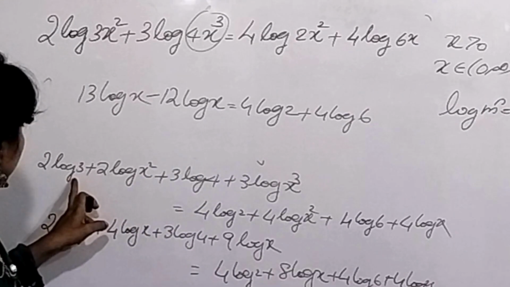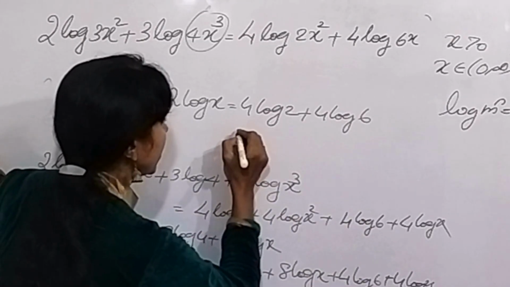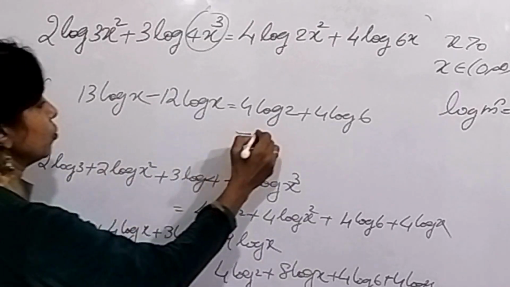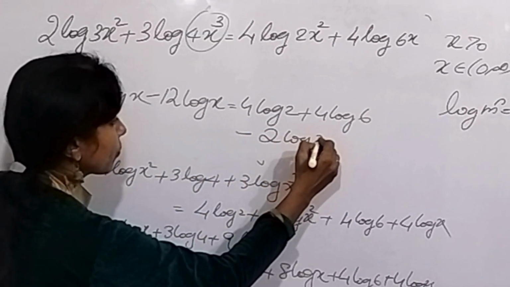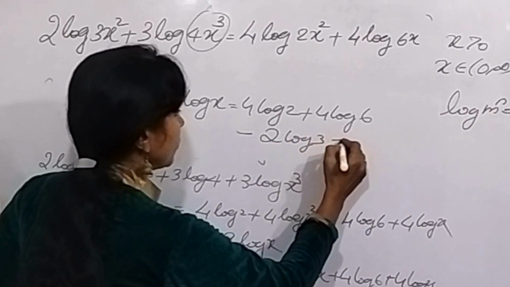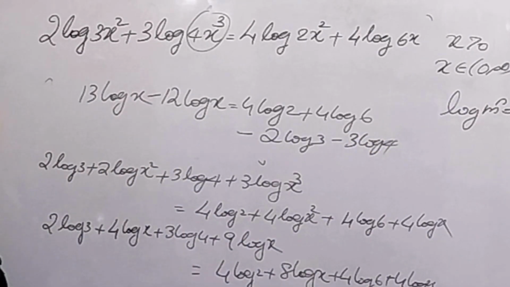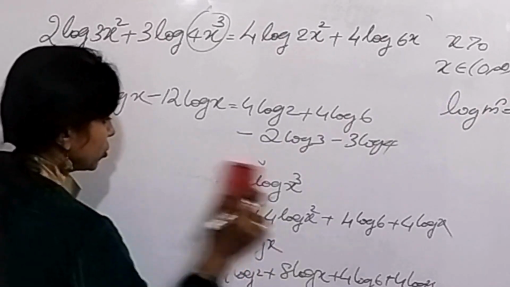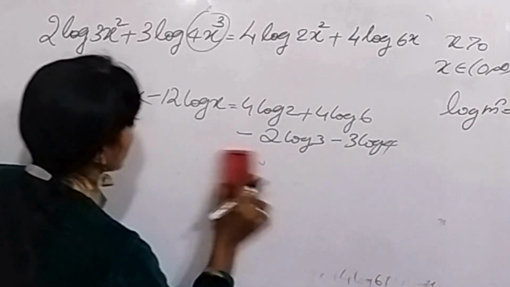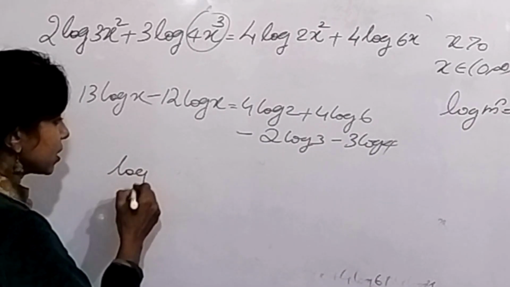4 log 2 plus 4 log 6 is already here. Now minus 2 log 3, then minus 3 log 4. Now we have to apply the rule of subtraction here. So we just look here: 13 log x minus 12 log x is equal to log x.